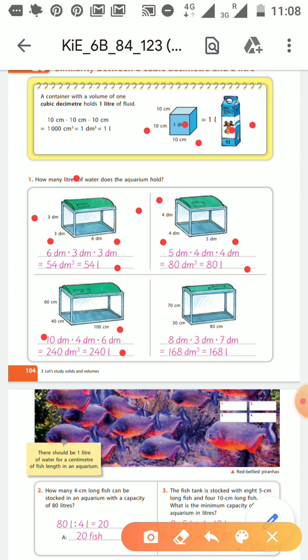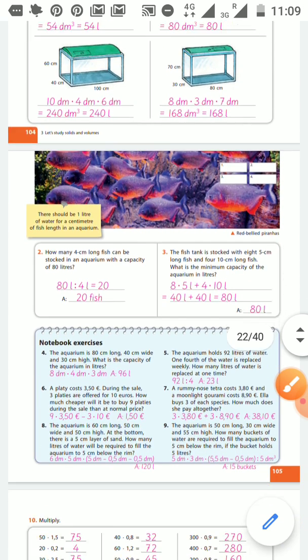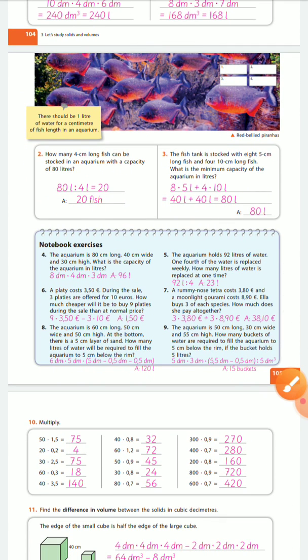And we know a decimeter is the same as a liter. All right. So this one we've got 10, just knock a 0 off. 10 times 4 times 6, okay, which is 240. This one, instead of the 80, we've got 8, knock a 0 off. 8 times 3 times 7, 168. Yeah, easy.